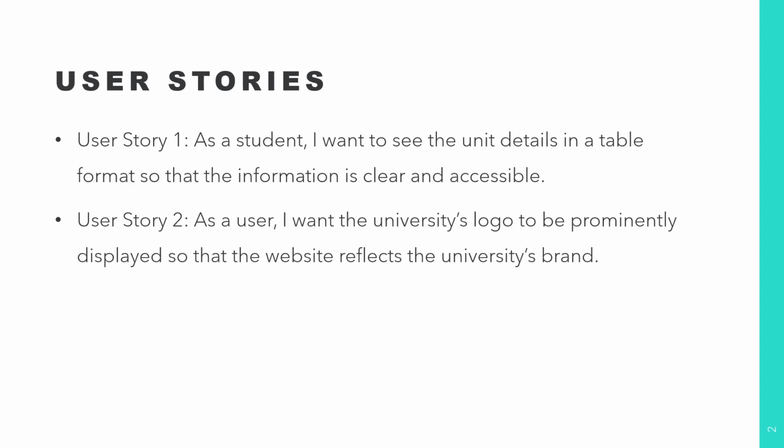Our Sprint 1 was guided by user stories. One key story was to display unit details in a clear and accessible table format. Another focused on ensuring the university's logo was prominently displayed in the header, aligning with the university's branding. These stories drove the tasks we completed during the sprint.